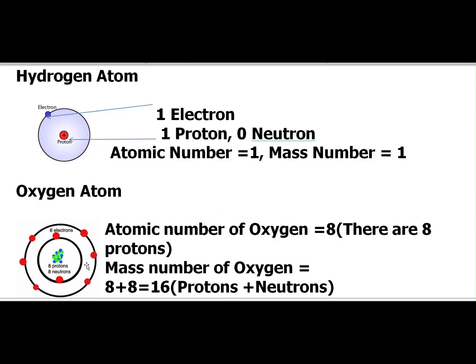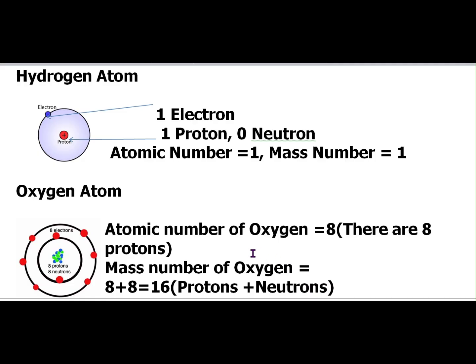Now see the oxygen atom. In the oxygen atom, there are 8 protons and 8 neutrons. The atomic number of oxygen is 8. There are only 8 protons, so the atomic number is 8. What about the mass number? Mass number is 8 protons plus 8 neutrons, that is 16. So protons plus neutrons is the mass number.